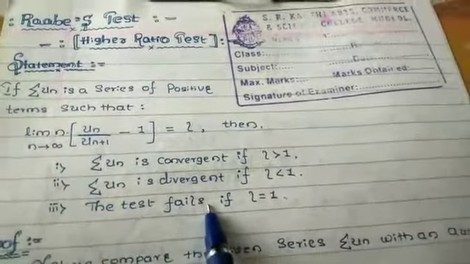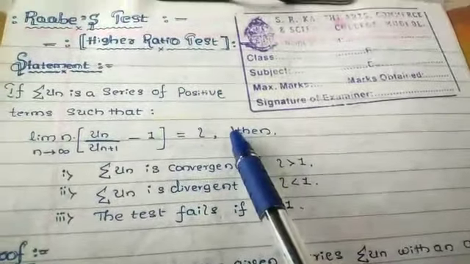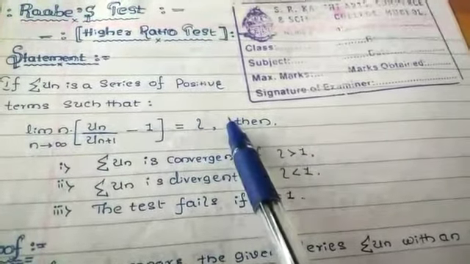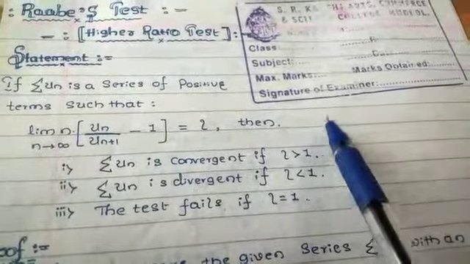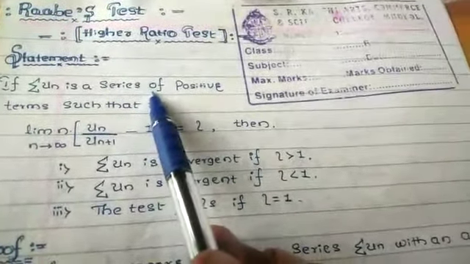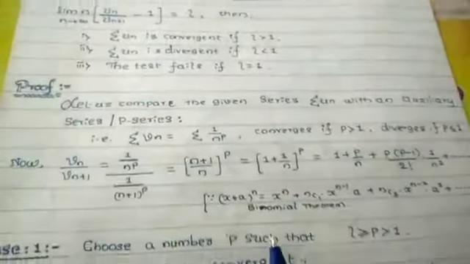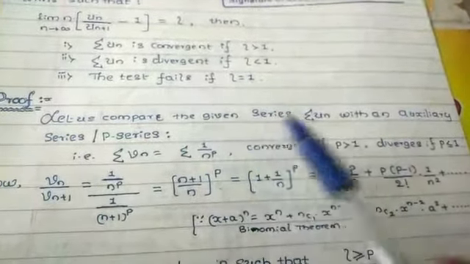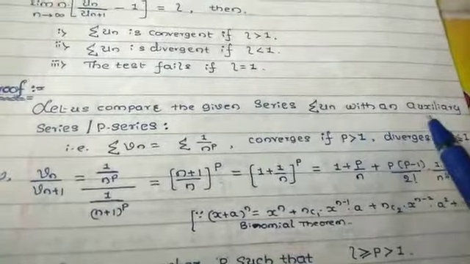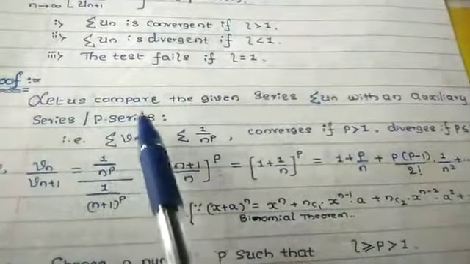A 10 marks sub question is definitely asked, with an example related to Raabe's test. That is, after failure of D'Alembert's ratio test, we have to apply Raabe's test, and the theorem is also important for a 5 marks question. So let us compare this given series summation of un with an auxiliary series. Auxiliary series means the p series test.